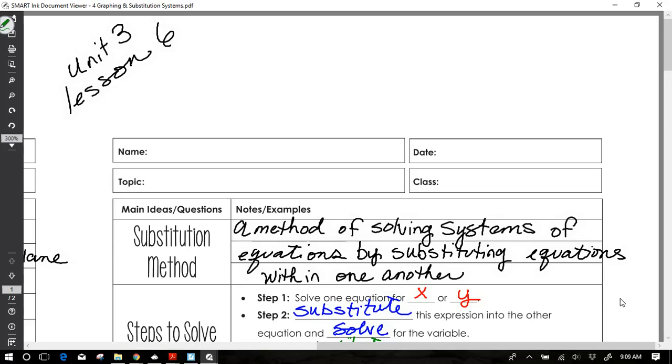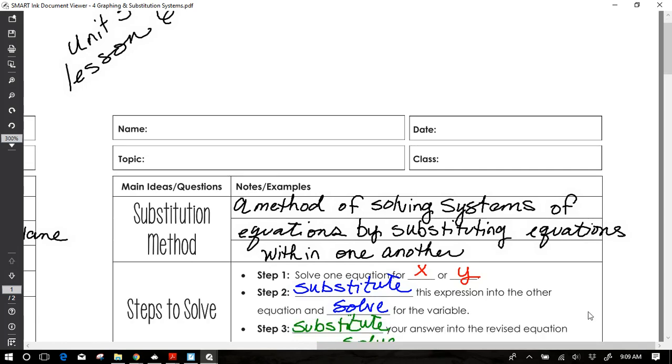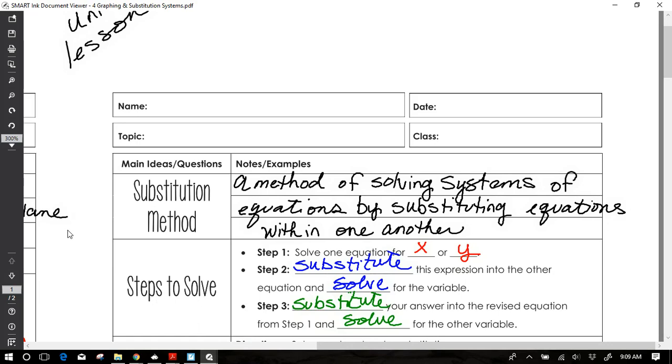Okay, today we're going to do Unit 3, Lesson 6, which is the substitution method for solving systems of equations. This is completely brand new for us in Math 1, and it is definitely going to take some practice. Students definitely struggle with this method, okay?